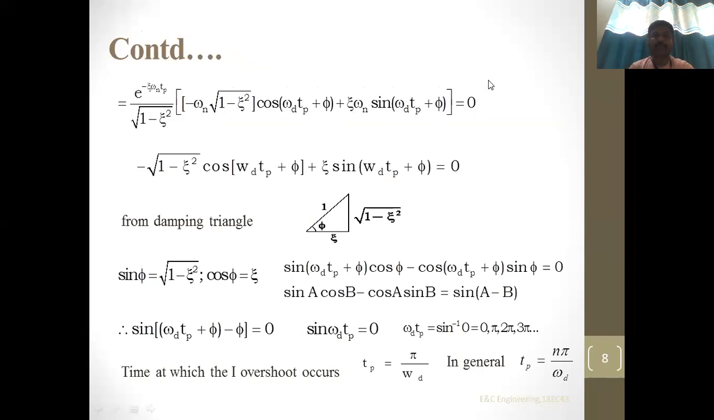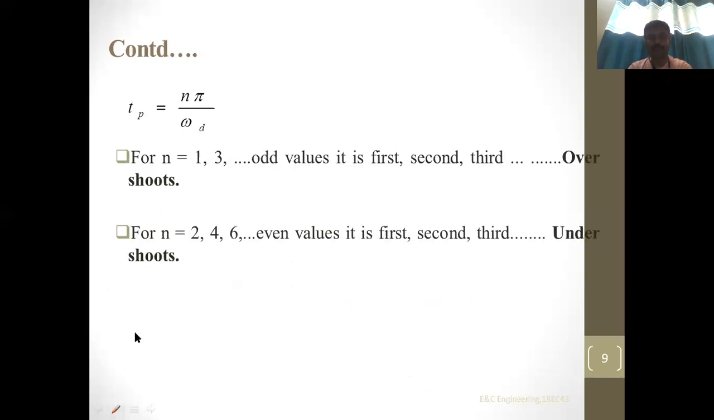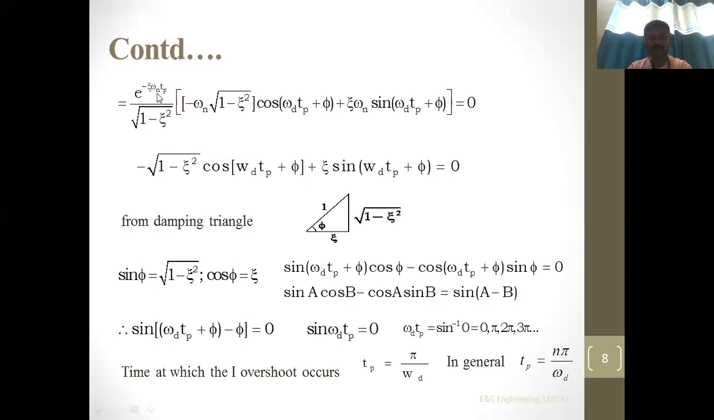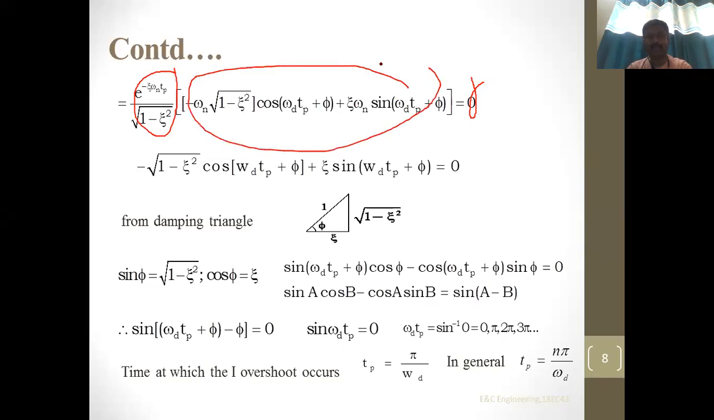Now if we try to simplify this further, we had this root of 1 minus ξ square, I may cancel this out. Is it okay? If I try to equate this to 0, this entire term becomes 0. As per this relation, this term can't be 0. Is it okay? It is an exponential term. Thereby this term can be 0.